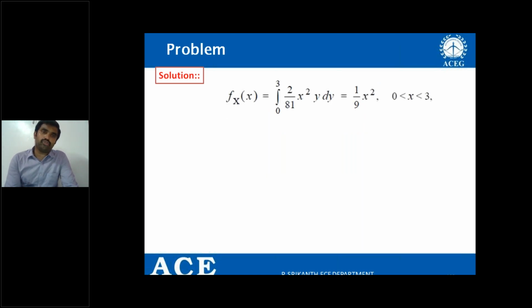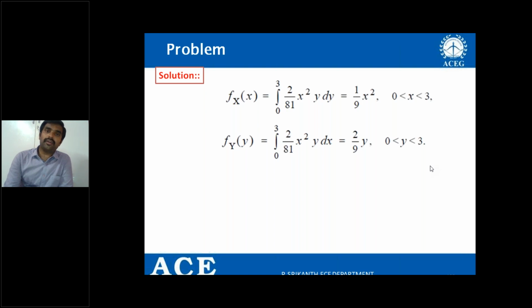Small f_X(x) equals the integral from 0 to 3 of 2 by 81 x square y dy. Why? Because the marginal density function is obtained by integrating out y. These are the limits for y, and the integrand is the joint density function. It comes out in terms of x as 1 by 9 x square. Since k equal to 3, the limits will be from 0 to 3. Similarly, the marginal density function of y equals 2 by 9 y.